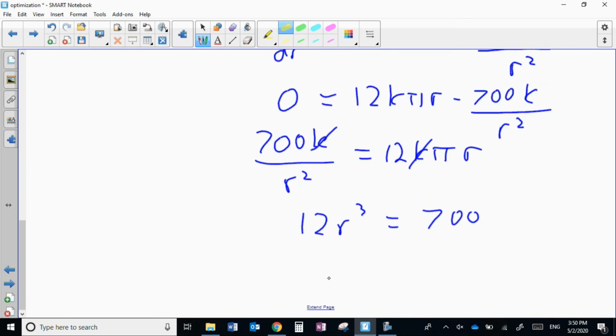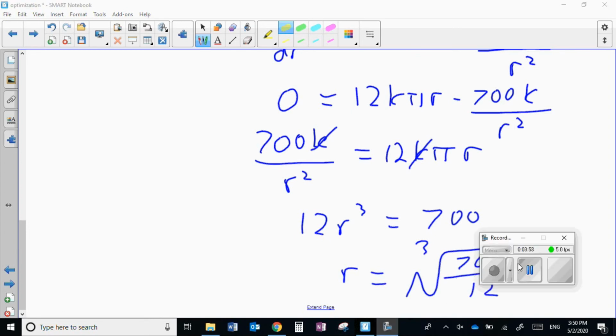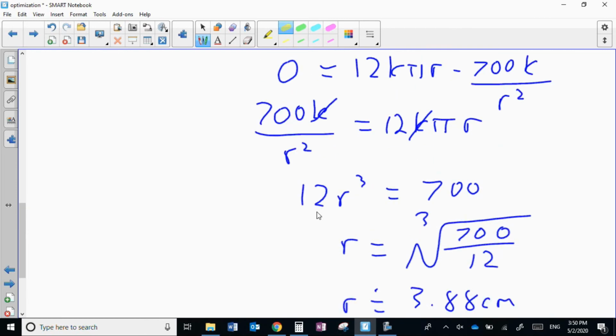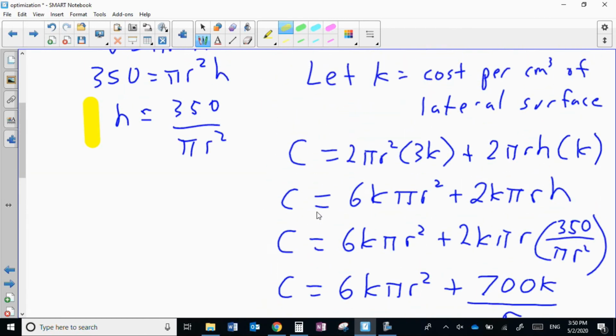Divide by 12 and take the cubed root. The radius of this is going to be the cubed root of 700 divided by 12. That gives you approximately 3.88 centimeters. Now we can use that to find the approximate height as well, because keep in mind our height, 350 divided by pi r squared, is now going to be 350 divided by pi times 3.88 squared.